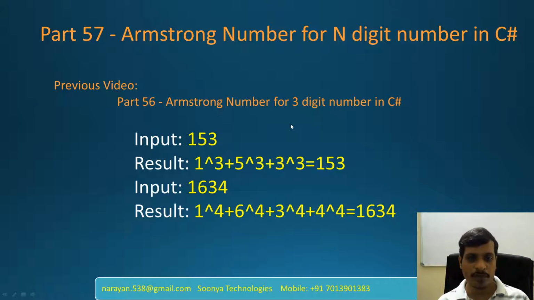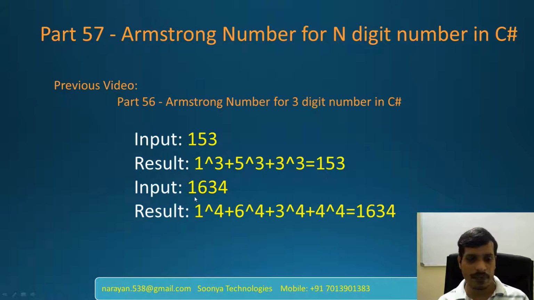What is an Armstrong number? Here we have a number 153. We need to get individual digits like 1, 5, 3. Later we need to sum the cubes of the individual digits: 1 cube plus 5 cube plus 3 cube is equal to 153. Here 153 is an Armstrong number.